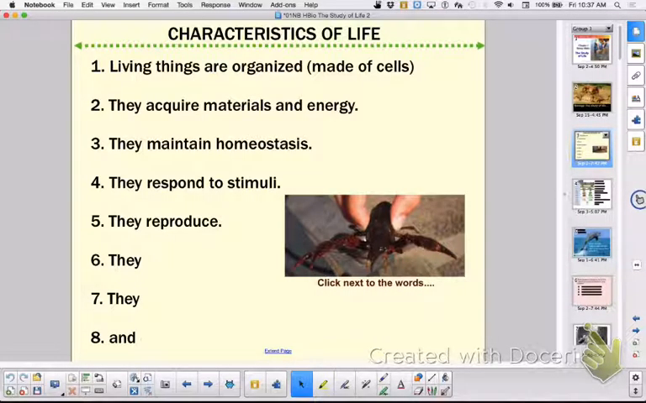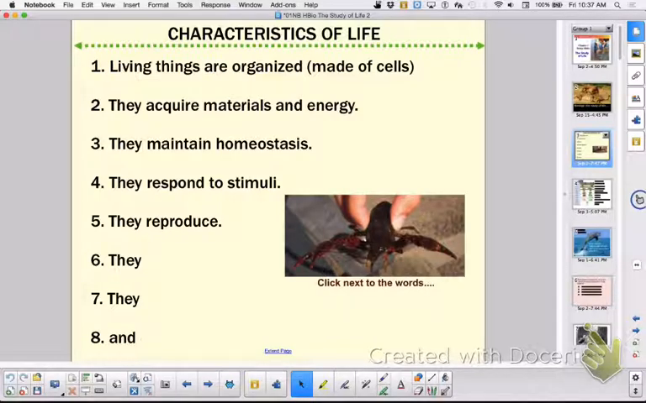They respond to stimuli, and reproduce. Enough said there. We'll come back to that. And reproduce. I have a little experience with this. But for us right now, it just transitions into our next part.